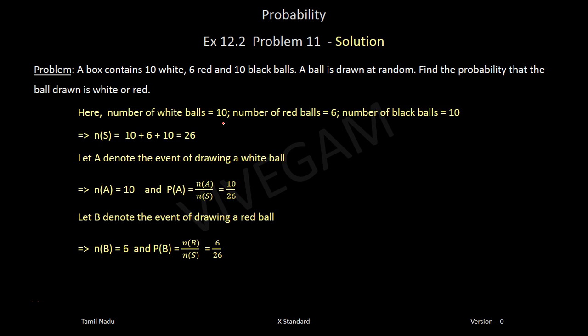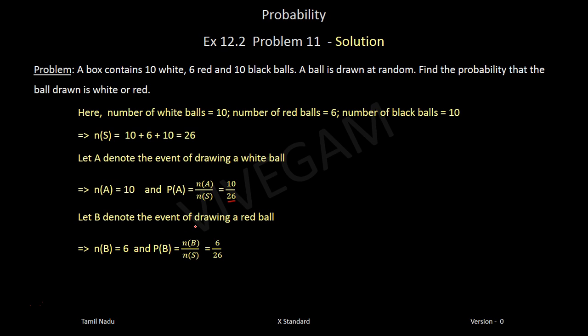The number of white balls is 10, the number of red balls is 6, and the number of black balls is 10. Total number of balls is 10 plus 6 plus 10, that is 26. Let A denote the event of drawing a white ball. n of A is the number of white balls, which is 10. Probability of A is n of A divided by total number of balls, that is 10 divided by 26.